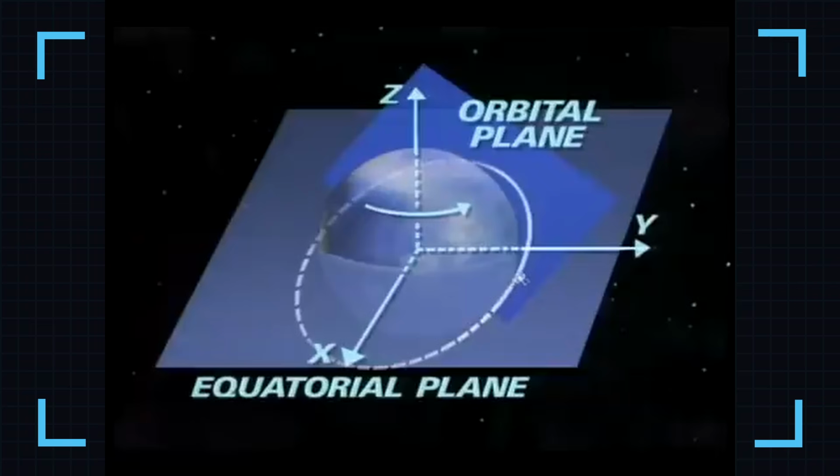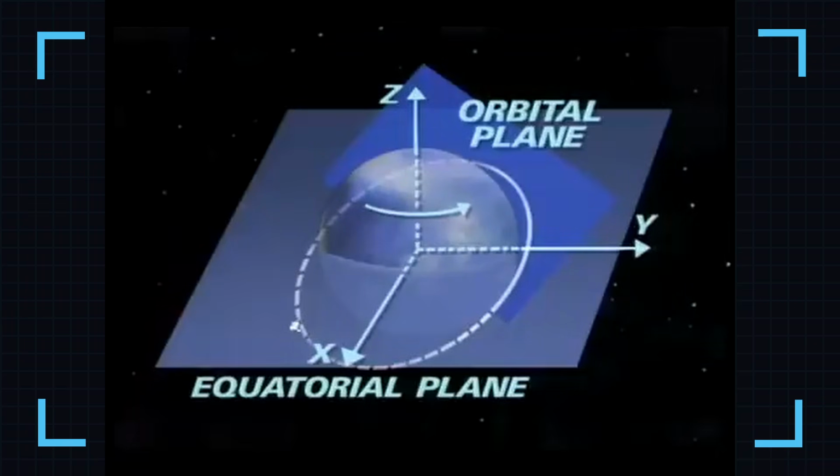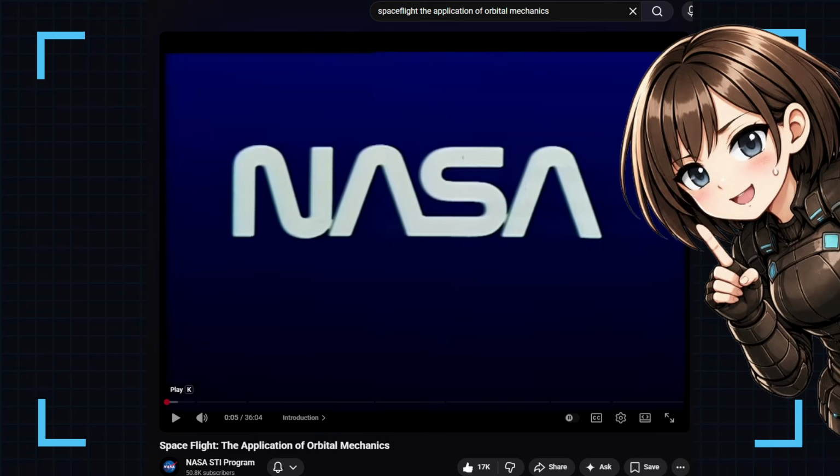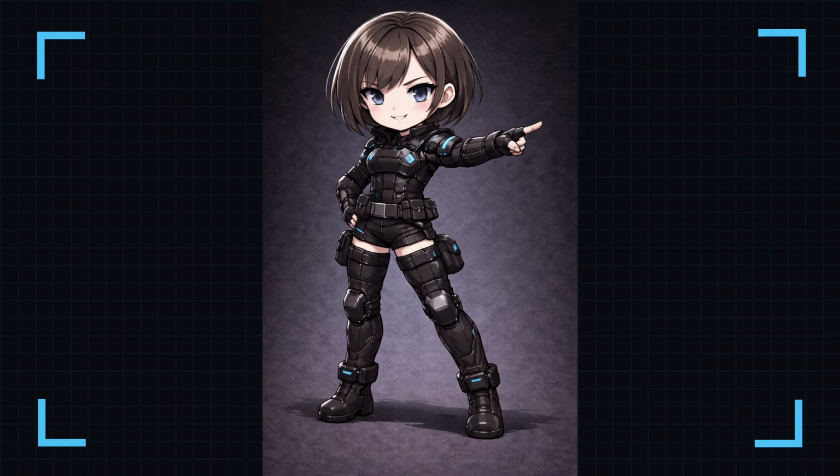Nodes are points in a satellite's orbit which intersect the Earth's equatorial plane. I highly recommend checking out the whole thing because it's really educational. My goal was to recreate this model and have it be interactable in the browser.